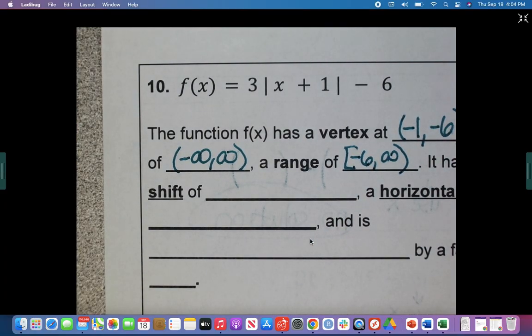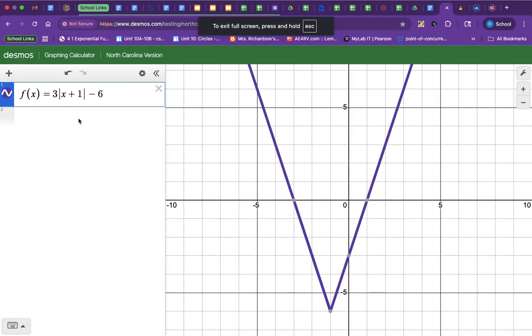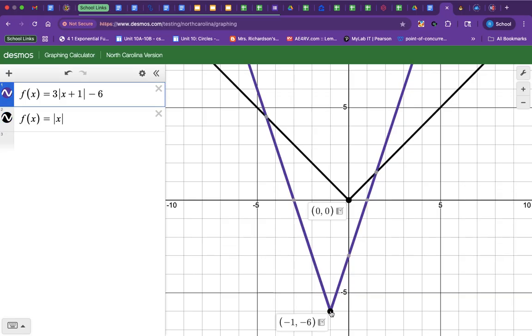It has a vertical shift of. Remember, in general, when we are talking about absolute value transformations, we are comparing our function to the parent function. So I just typed in the parent function. This black graph is the parent function. Normally the vertex is at (0, 0). Now the vertex is at (-1, -6). So the vertical shift, normally it's here, now it's down here. That's a vertical shift of down 6.